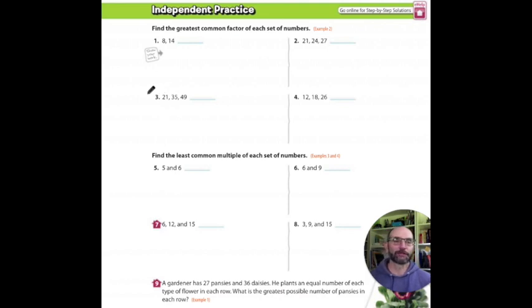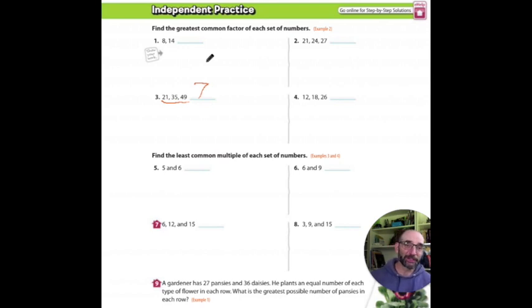All right, so for this one, we have 21, 35, 49. Now here's something that's really helpful. If you know your times tables really well, you know that all of these numbers are on some times table list, right? And I know that 21 is 7 times 3. I know the 35 is 7 times 5, and this is 7 times 7. So that means the biggest number that fits into all of these is going to be 7.